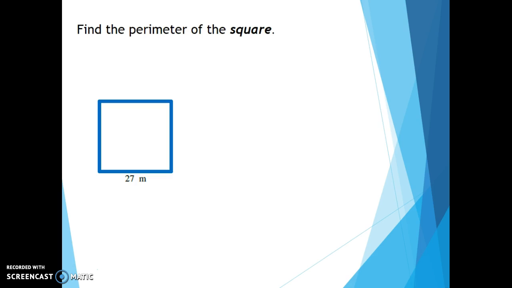Find the perimeter of the square. As you know, the 4 sides of a square are all the same length, so simply add the 27s together to get 108, or 4 times 27 is 108 meters.